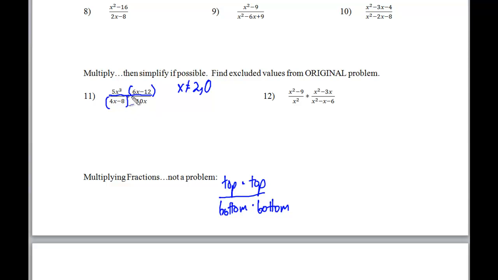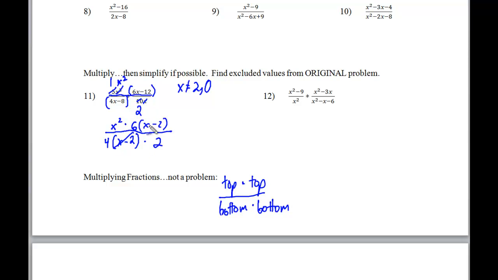So let's do some simplification. First of all, the 5 and the 10, I can make that 1 and 2. The x cubed and the x, I can make that x squared. So that leaves me with x squared in my numerator. I can factor out a 6 here, which gives me 6 times x minus 2, all over, I'm going to factor out a 4 here, which leaves me 4 times x minus 2, and the 2 down here below is still there.